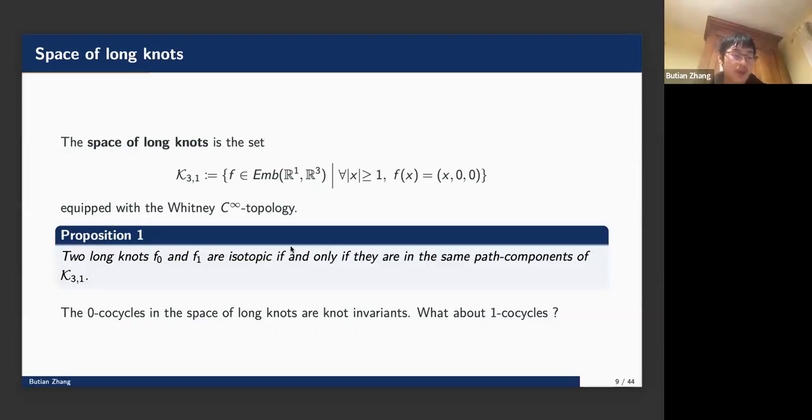What does it mean? What can we extract from the one cocycles? What information can we get using the one cocycles about each component, each knot type? That's the question now.